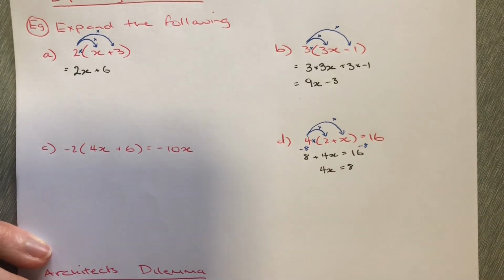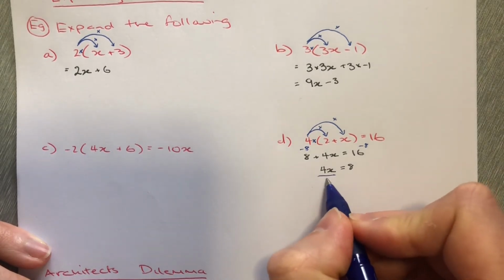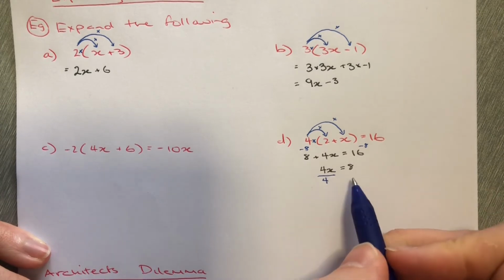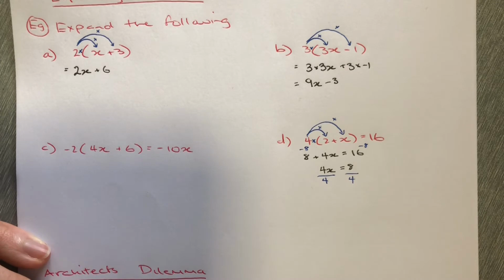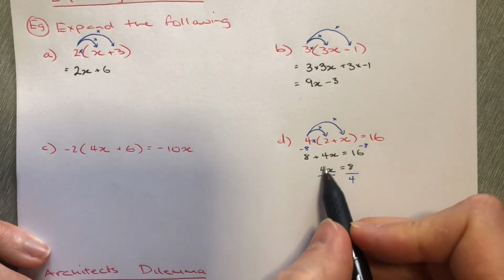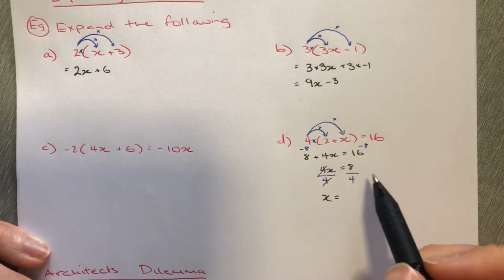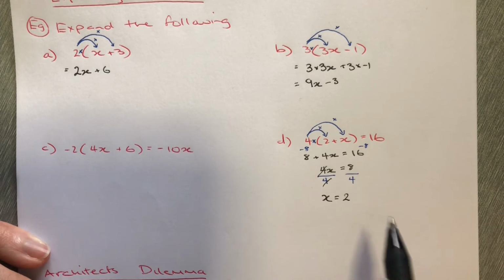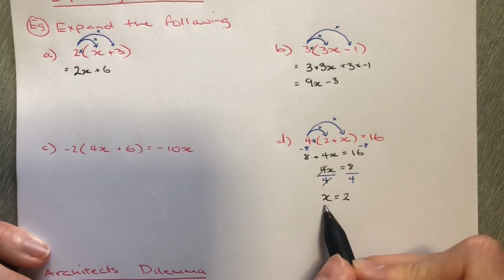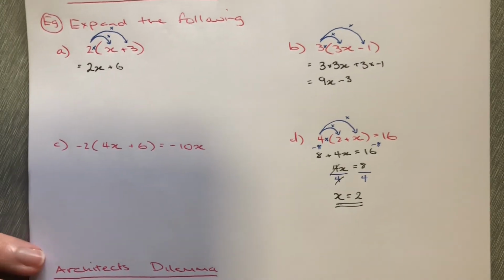Alright, now we want to get rid of this 4 here. So that's 4 times, the opposite is divided by 4. What you do to one side, you have to do to the other side too. So these two 4's are going to cancel out. So on this side it's just going to be x. 8 divided by 4 is 2. So we've just solved our equation. We've found out that x equals 2. Alright, let's do this next one.